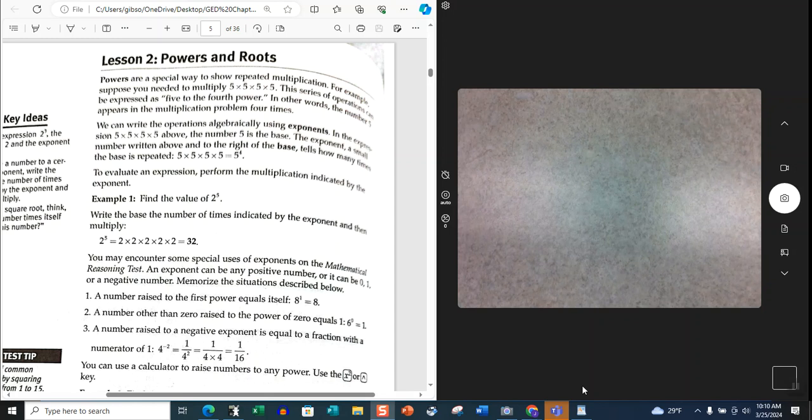Okay, class, we're about to start lesson 2 from chapter 5. Now, lesson 2, if you notice, there's just a couple of words that are faded out, but we should be able to get past that. But we are actually on page 320. So, lesson 2 is powers and roots.